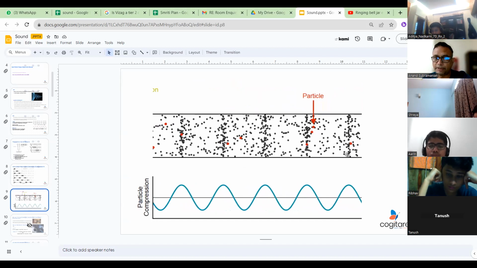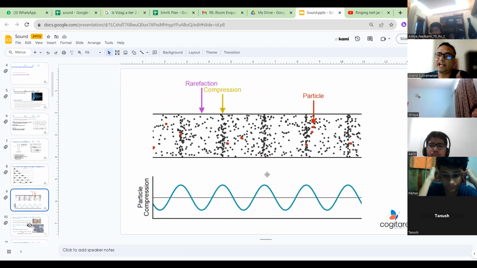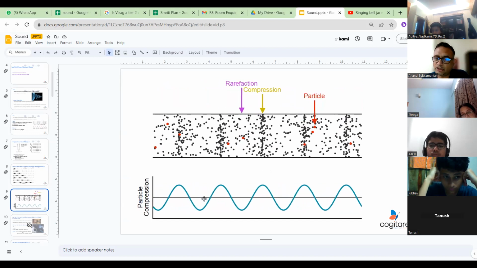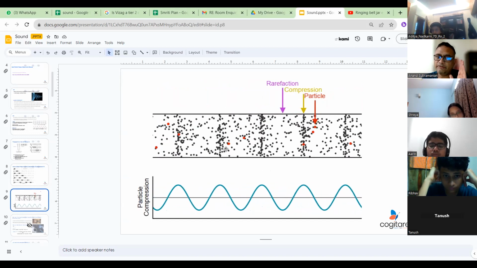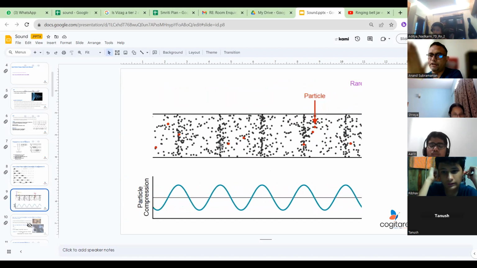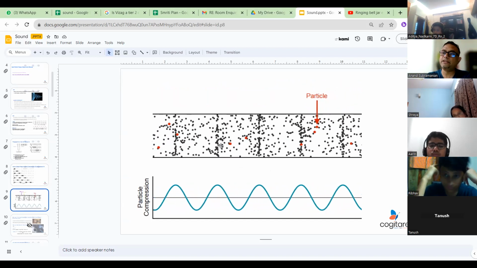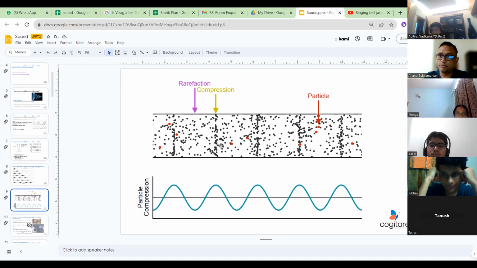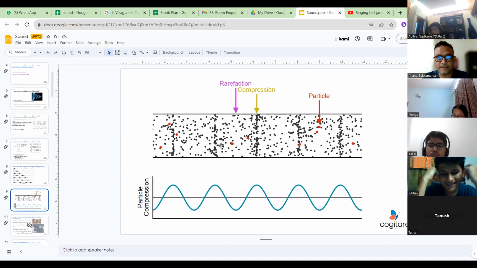Only look at the top diagram. The bottom diagram is our graph. The actual wave is not like this. The actual wave is like the top, where the particles are moving and the compression is going from side to side. This is like the water ripple. If you drop a stone, this kind of wave is formed. So don't get confused by that. That's why I said up and down.